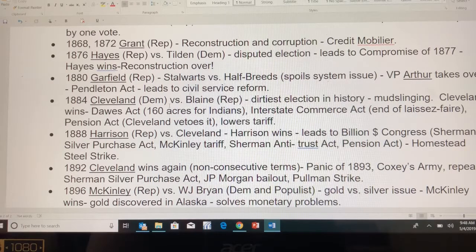The Dawes Act is passed at this time, where we're going to give Native Americans 160 acres, and the whole purpose of that is to break up their households, and that we're breaking up the tribe. We also know that we're taking away their kids at this time. And this is going to lead to a reduction of Native American lands, which will allow people to move west.